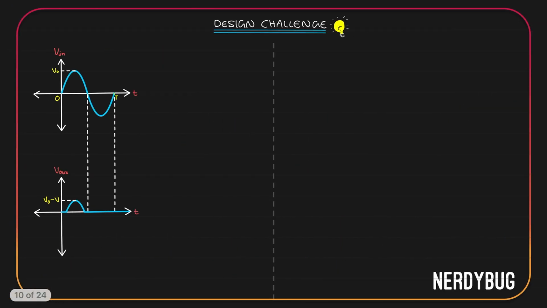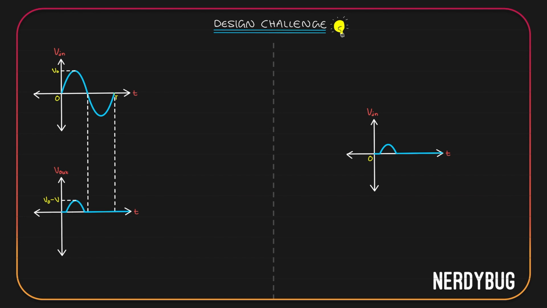Let us see the next challenge. First, let's figure out what is happening. I'll take my input signal. I will shift it V units downwards. Now, I will remove everything that is below the time axis. This is exactly what we want as our output. So the circuit we are going to design should do two things. It should shift the waveform V units downwards and clip everything that is below the x-axis.